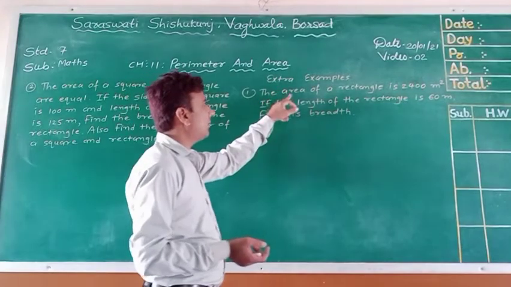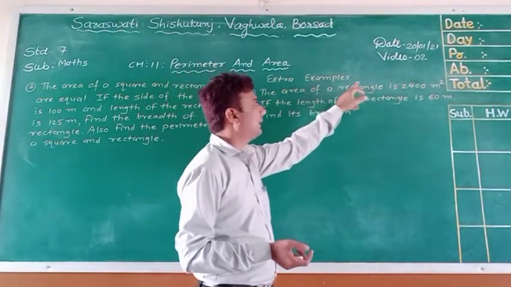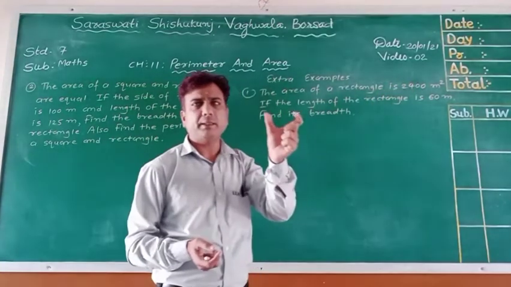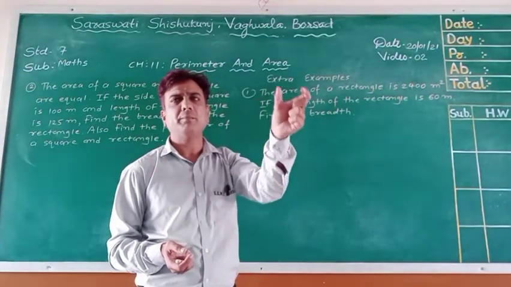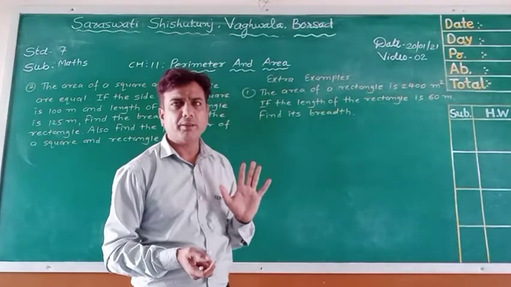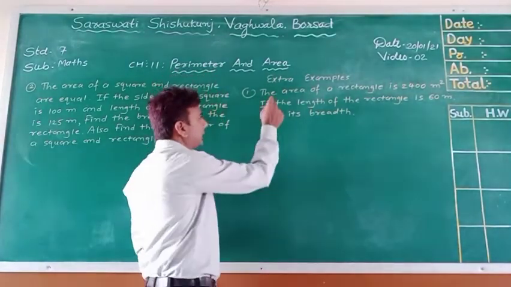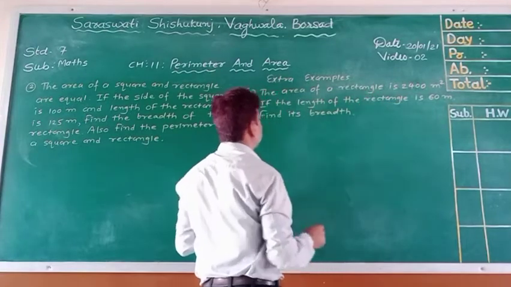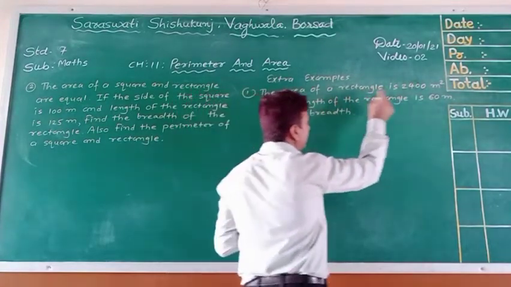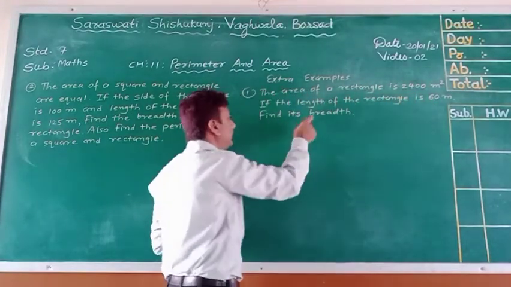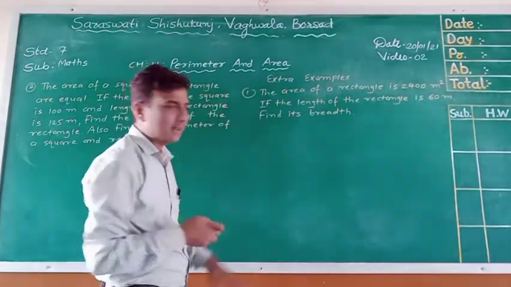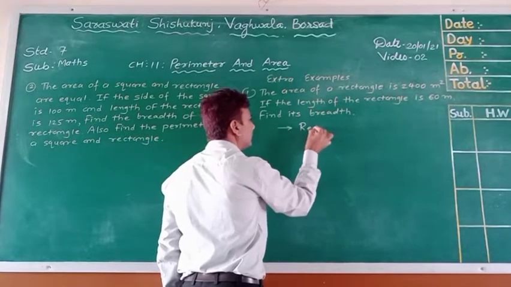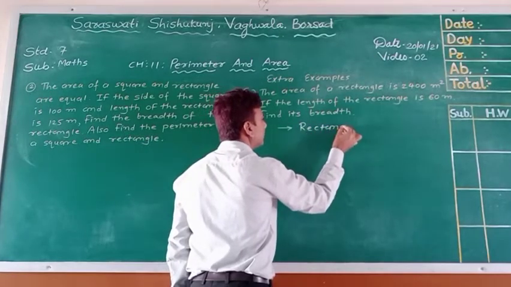The area of rectangle is 2400 meter square. That means the area of the rectangle is given, it is 2400 meter square. Next, if the length of the rectangle is 60 meter, the length is given as 60 meter. Find its breadth. So in this question, which type of figure? It is a rectangle.